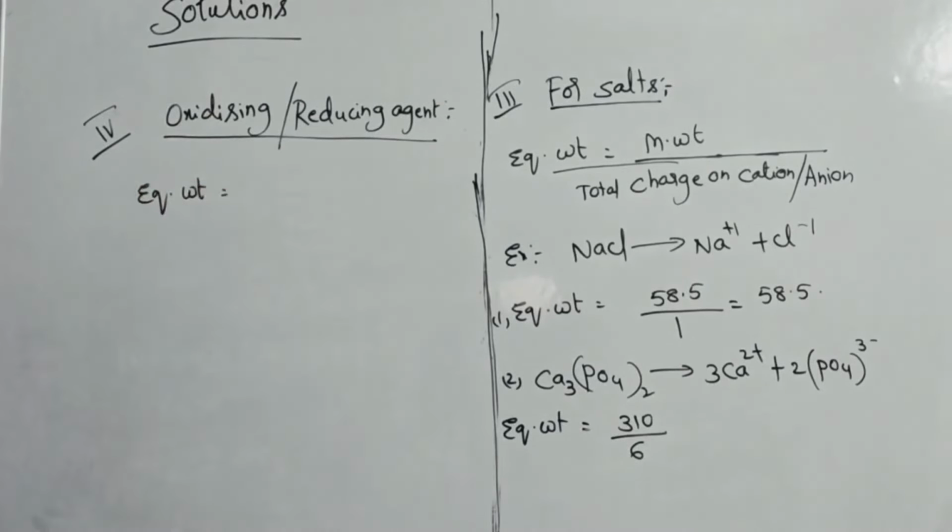Then what do we have to go for? The relation between normality and molarity. I told you already, right? So this is normality. Normality is also temperature dependent only. Next we will go for molality.